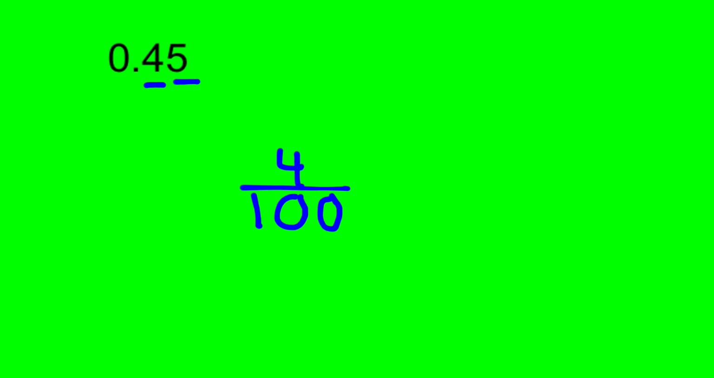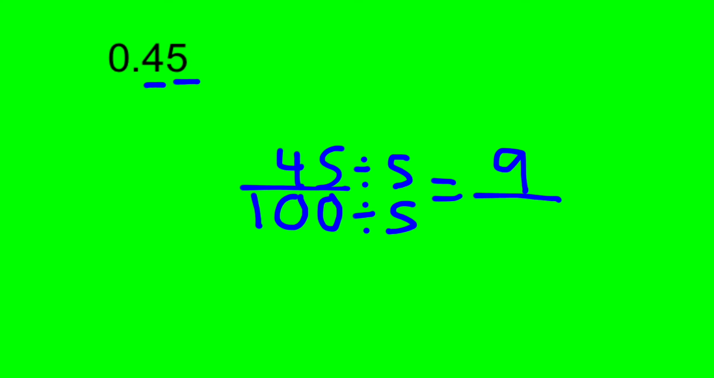And look at a similar one here, 0 and 45 hundredths. Well, same idea. 2 decimal spots. I need a denominator for the fraction that has 2 zeros, and the 45 goes on top. The largest number that will divide into 45 and 100 is 5. I know 9 times 5 is 45. I know 20 times 5 is 100. So in simplest form, that fraction is 9 over 20.